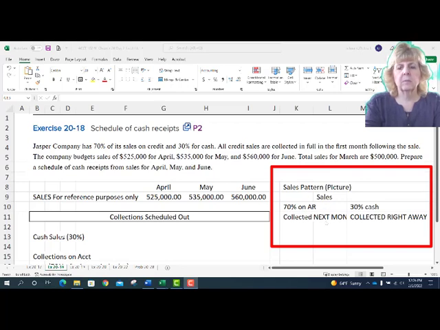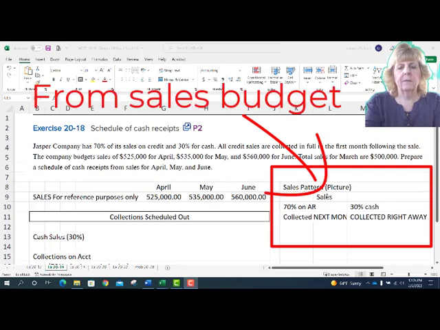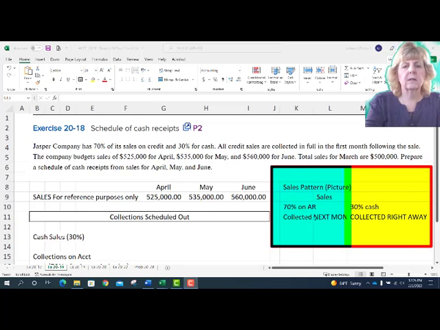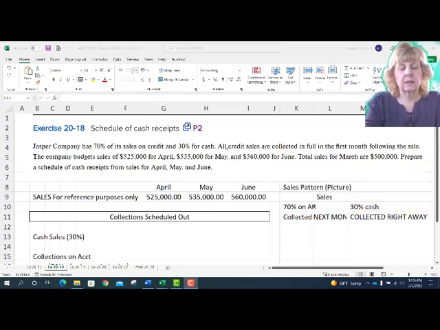The first thing I do is make myself a little flow chart on how the cash comes in. So this would be coming from the sales budget. And what they told us is on their collection patterns, 30% of their sales are cash, which gets collected immediately, right away. And the other 70% are on account. And their collection pattern indicates that in general, their accounts receivable is collected in full in the next month. In fact, the second sentence will reinforce that concept. It says all credit sales are collected in full in the first month following the sale.